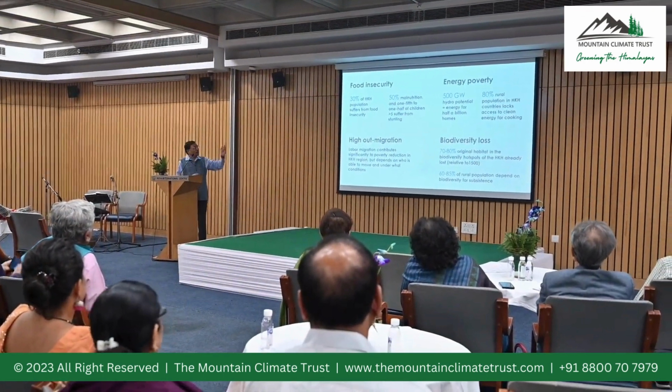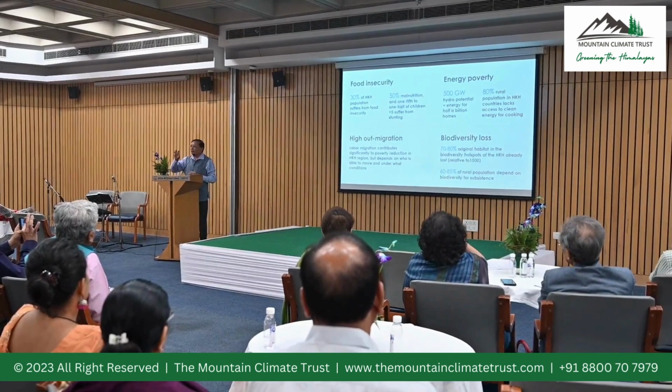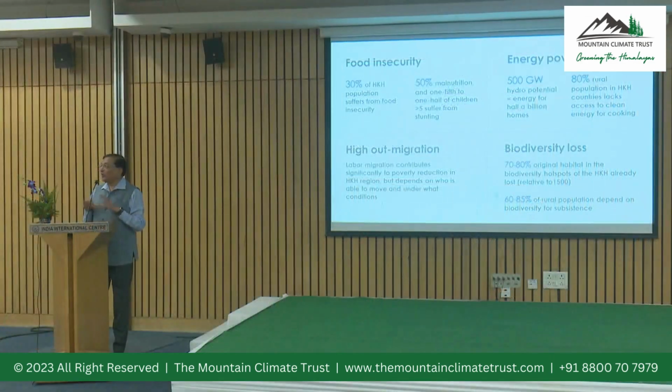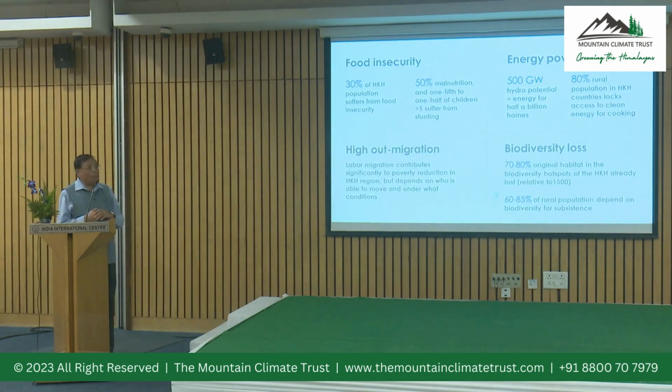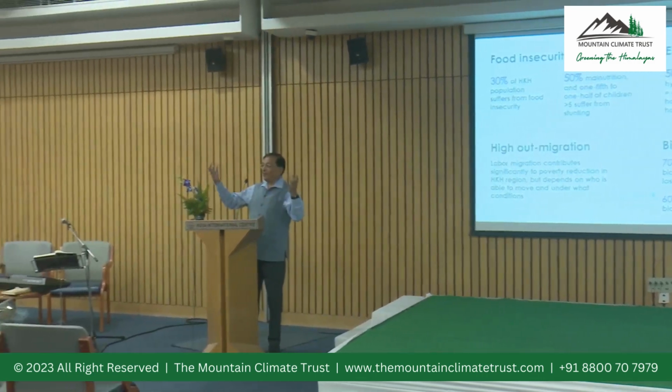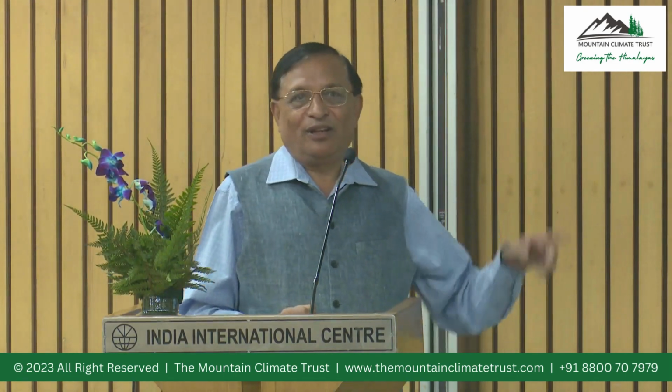Now let's look into other issues. Food insecurity. 30% of the people living in these 8 countries in the mountains are suffering from food insecurity. So they don't have sufficient food for them to have a healthy life. 50% of them are malnourished. And above all that, about 1/5 of the children below 5 years are suffering from stunting. We say we want to be a country of youth, young India. But if our children in the mountains are stunted, what do we expect? Will they be able to perform the best they can? I think not. So we need to also look very much at the health and nutrition of the children.